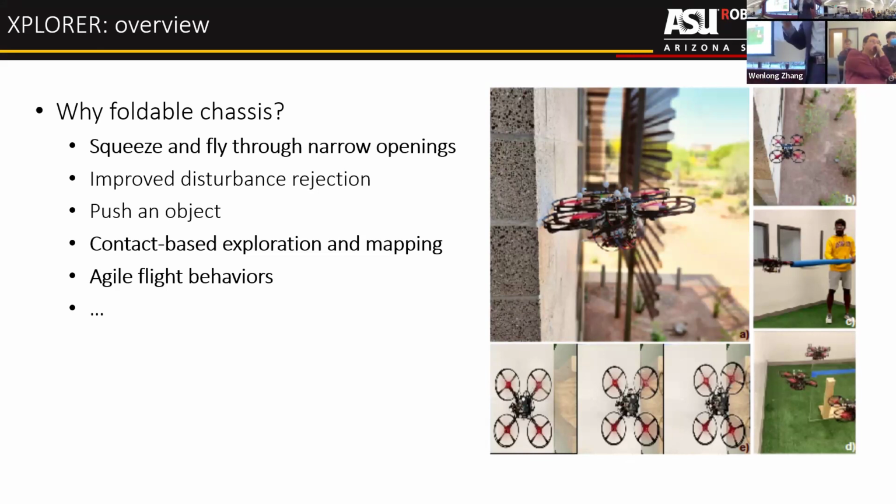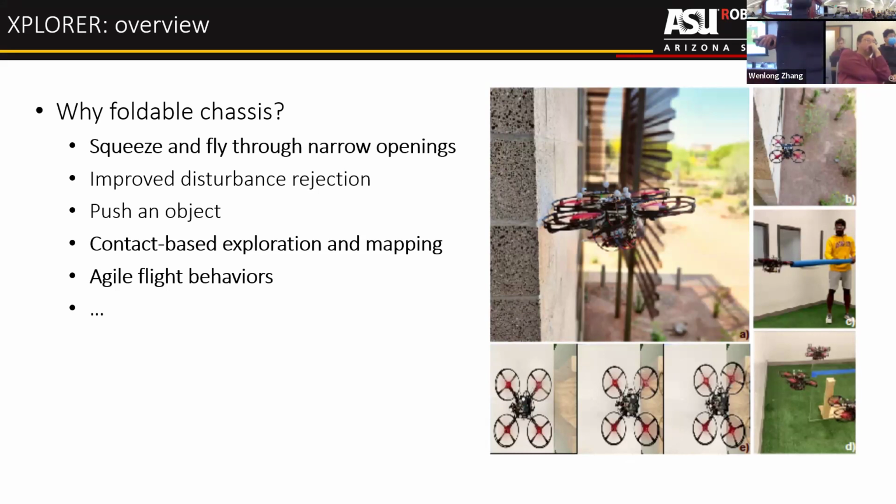The inspiration comes from one day when we ran out of power. And then students could still basically just push their way out by touching the wall, right? They don't really need to see anything. And we're like, okay, so can the drone do that if the drone can also contact the environment?